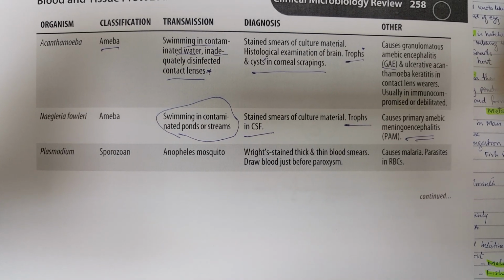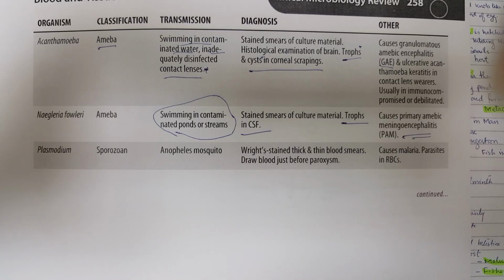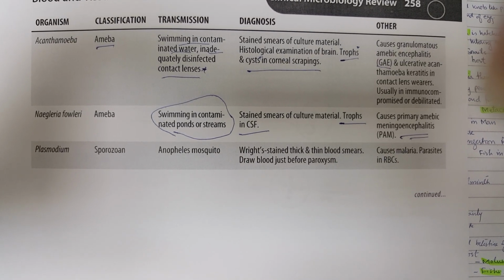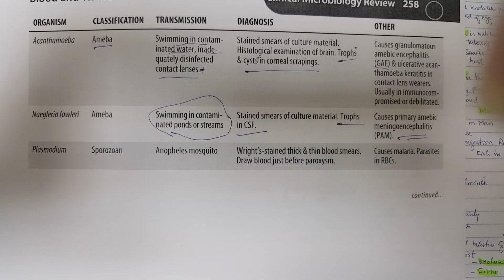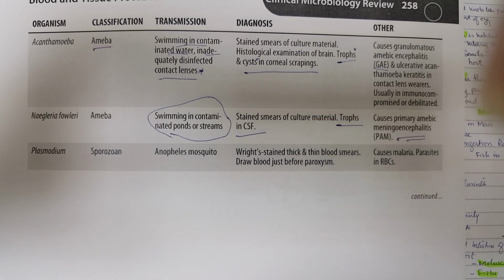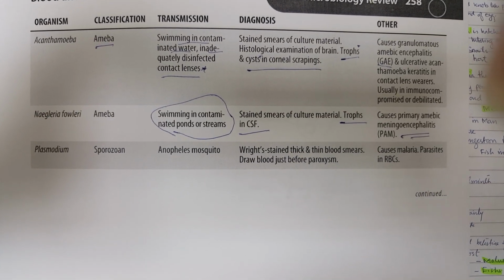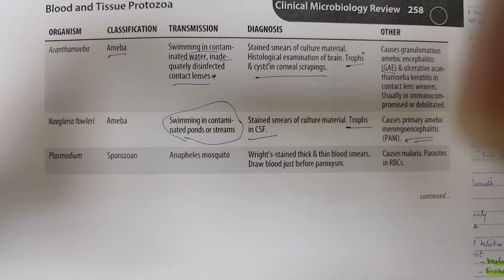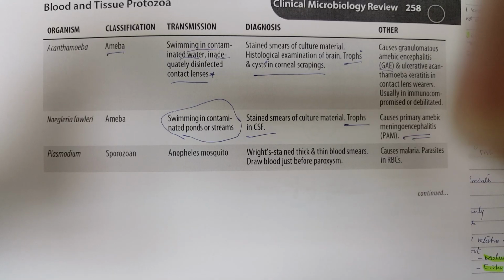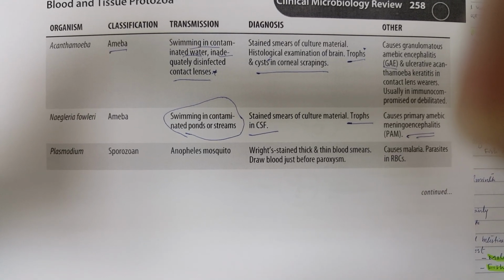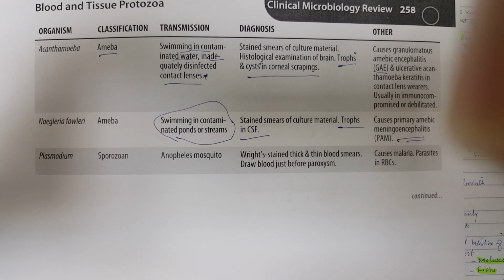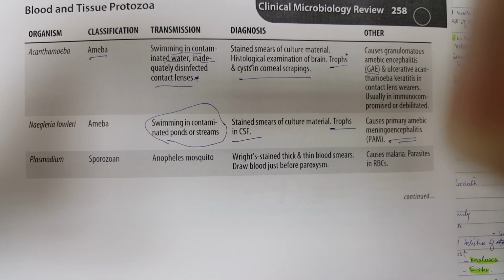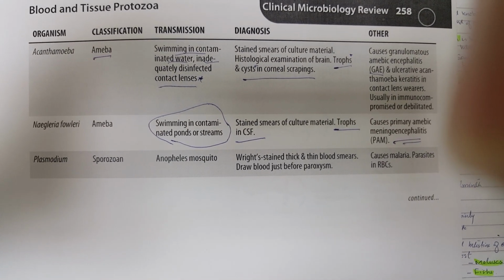It causes granulomatous amoebic encephalitis and ulcerative Acanthamoeba keratitis in contact lens wearers, usually in immunocompromised or debilitated persons. And Naegleria fowleri is also an amoeba. It's found when swimming in contaminated ponds and streams, and a stain smear of the culture material shows trophozoites in CSF, causing primary amoebic meningoencephalitis.